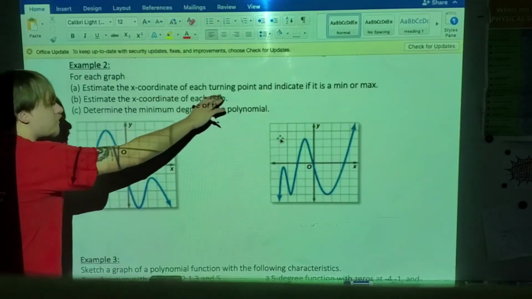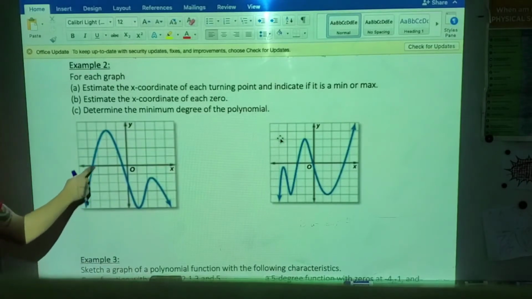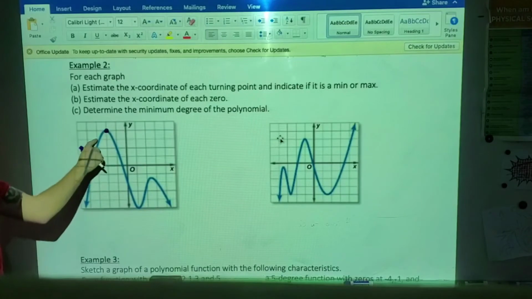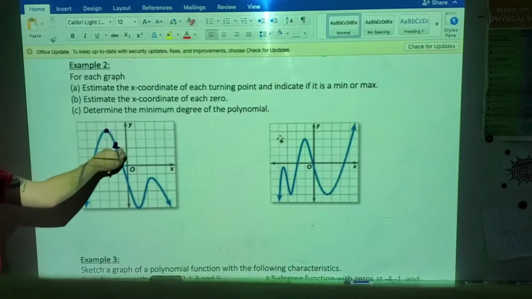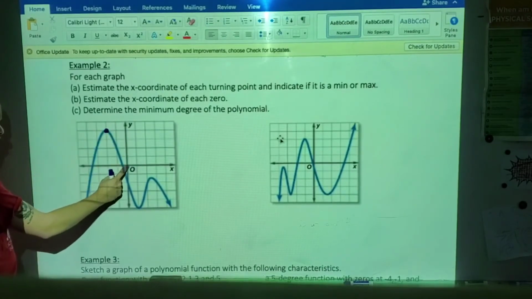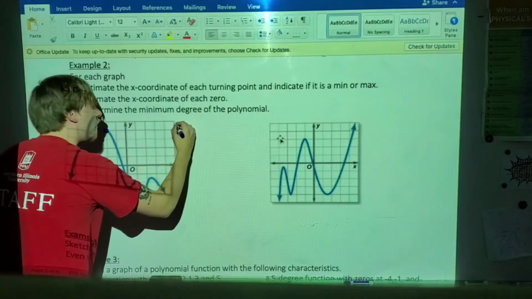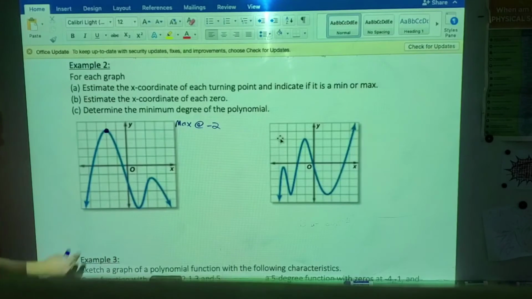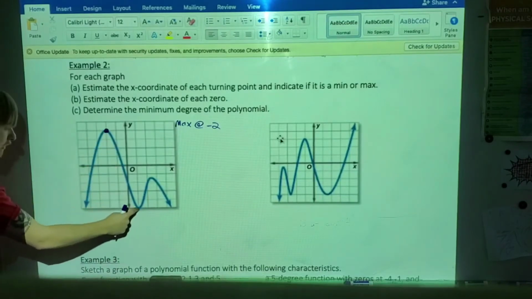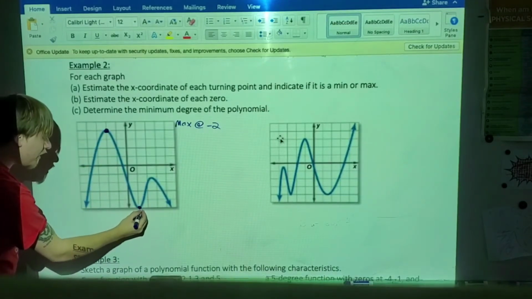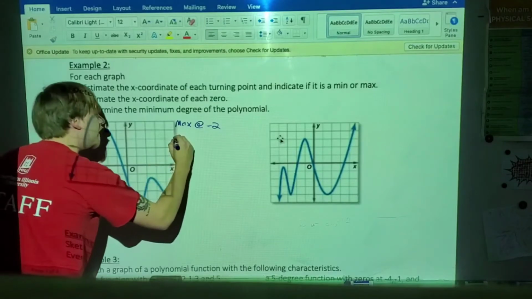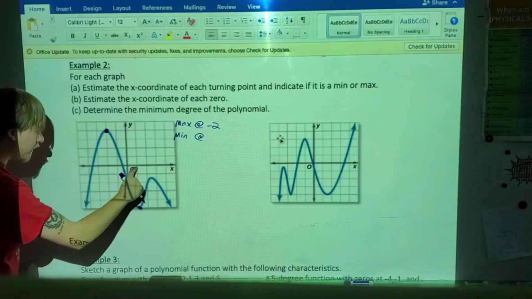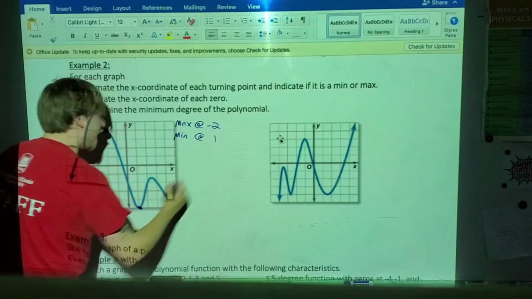And so first thing we're going to do is look at our turning points. So if we look here, we have one turning point right there. Okay, and because this is the high point, that makes it a max. And we're over 1, 2 to the left. So we have a max at -2. And then if we keep going, look for another place we turn around. That's right here at the bottom. Since that's a low point, that's a min. So we have a min at, it's just over 1. So we have a min at 1.